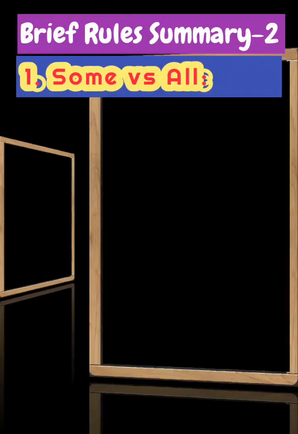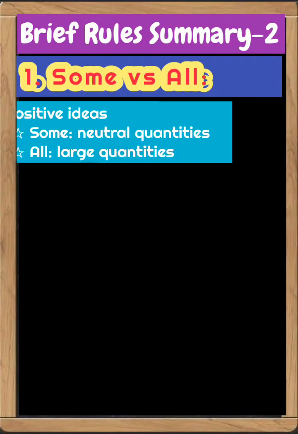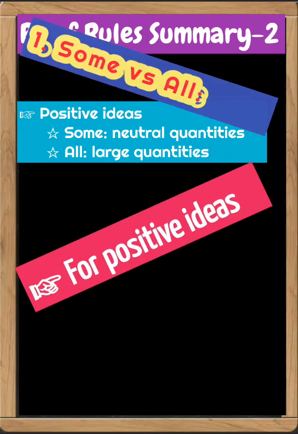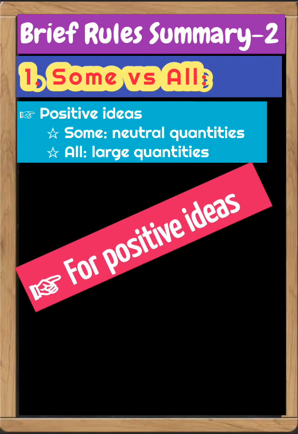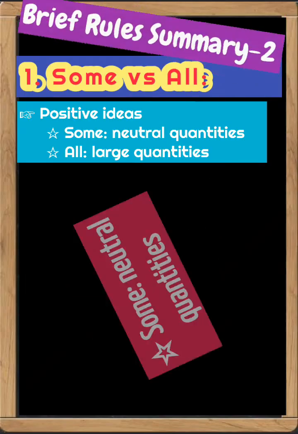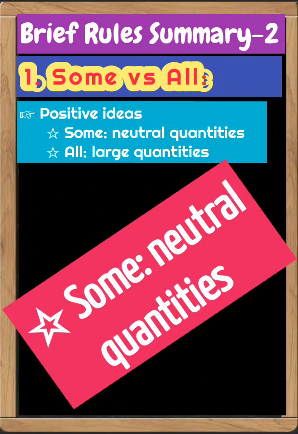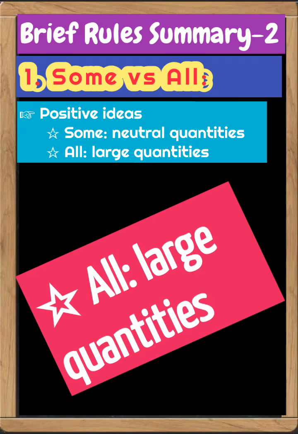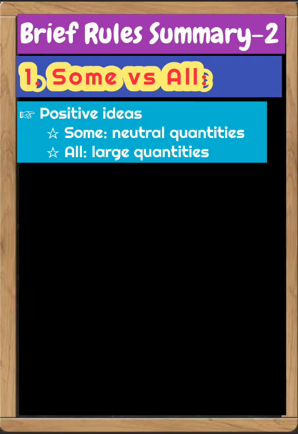These two quantifiers have something in common, but they are also different. What they have in common is that both of them are used for positive ideas, but they are completely different because some is used to talk about neutral quantities. That means quantity which is neither large nor small. Again, all is used for large quantities. This is the main difference.